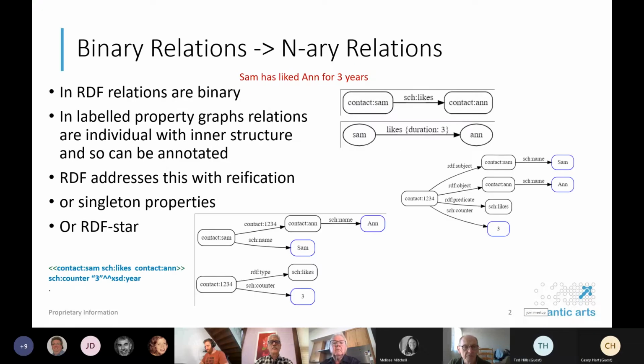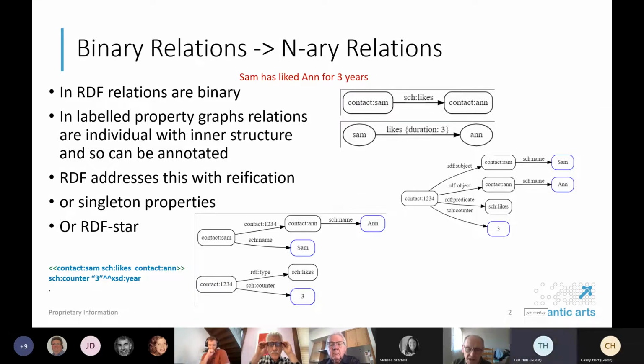So, to start off with a kind of motivating example, if we were to say that Sam has liked Tam for 3 years, when we begin to encode it in RDF, we're stuck with the problem that, generally speaking, RDF is a kind of point-to-point subject-predicate-object approach. So relationships are binary. But we know that over recent years, people have been looking at things like labeled property graph relations and feeling the richness that they offer with the inner structure of predicates so that they can be annotated, as you see in the second graphic down.